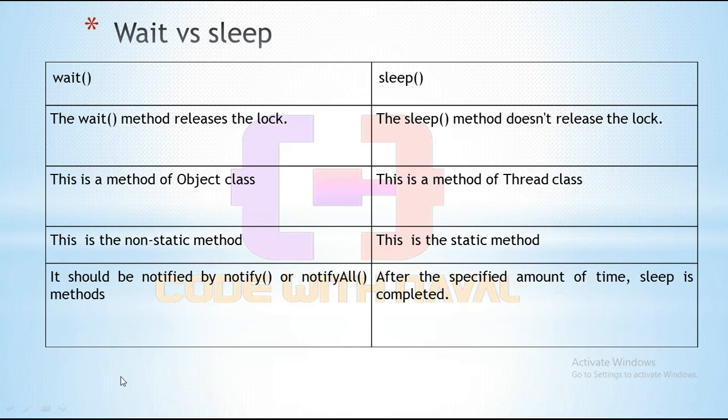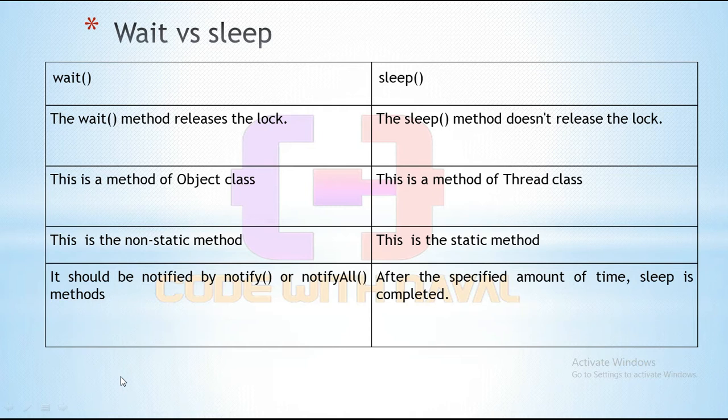The wait method releases the lock. In the last video, we saw that we use the same object for two threads, and the first thread holds the lock. The first thread releases the lock when we call the wait method, and the second thread gets that lock and executes. Then the second thread calls the notify method, and the first thread gets that lock again. The sleep method doesn't release the lock; it only sleeps for a particular amount of time.